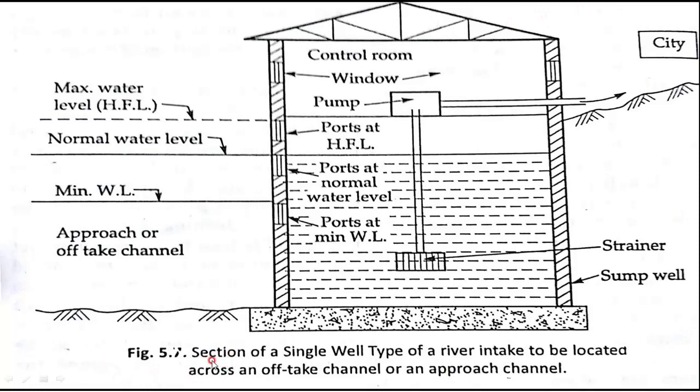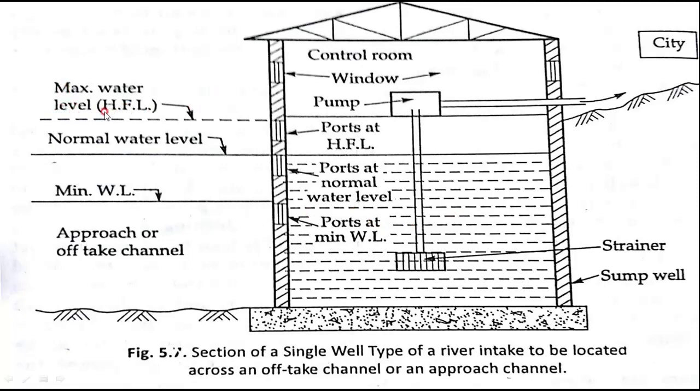Here you can see a section of a single well type of river intake. What does single well mean? Only one well is there here, to be located across an offtake channel or approach channel. Offtake channel or approach channel means sometimes if the river is very big, then what you need to do? You need to make one offtake channel. From the river you need to make one small canal diverting, which you can call the approach channel. There you need to build this well. This is a single well. We'll see what all is there here.